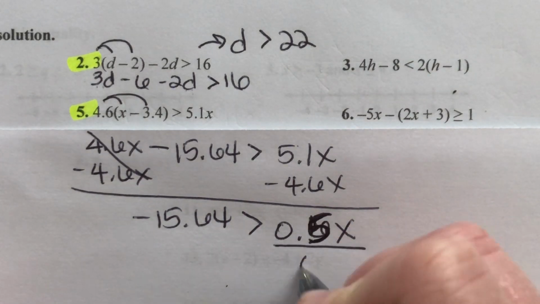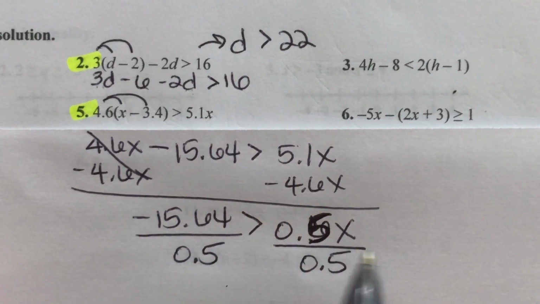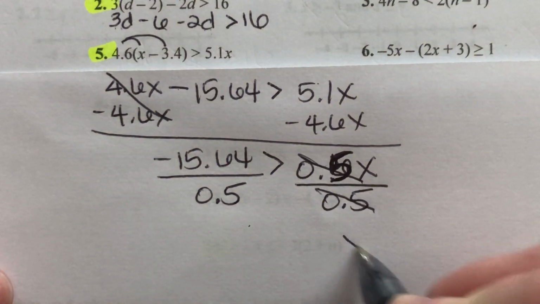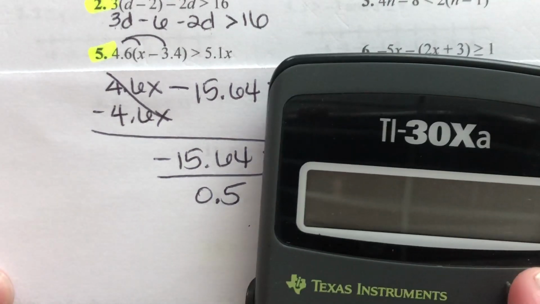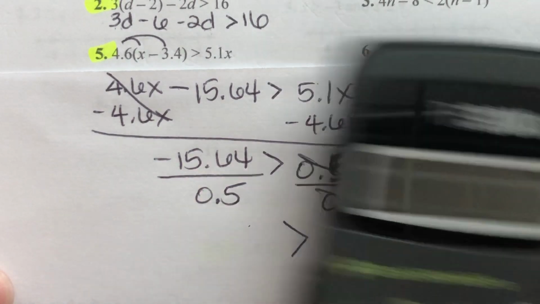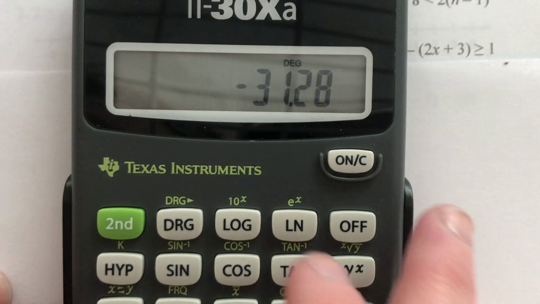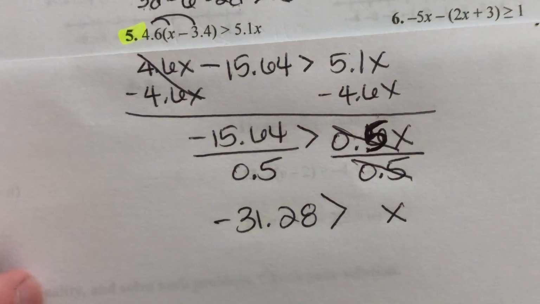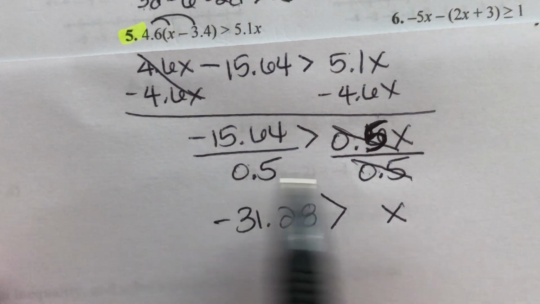Okay, and then I have to divide by 0.5 here to get rid of it. So I got to divide by 0.5 here. Since I'm not dividing both sides by a negative, my sign does not flip. So x stays here, my sign stays the same. And then in my calculator, I can figure out negative 15.64 divided by 0.5, which equals negative 31.28. And again, it doesn't matter that the answer is negative. It just matters what we did to both sides. We divided both by a positive.